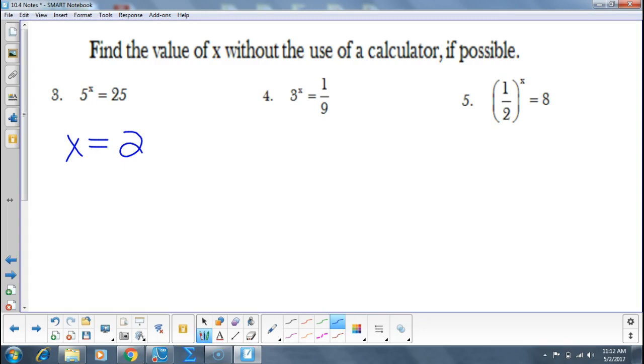-6? No. It's something negative. Why is it negative? Because it has to be a fraction, right? So we want to make this 3, we want to bring that to the bottom. So x here would be -2, because then this would bring it down to the bottom and make it 3 squared, and then that would give me 1/9, right? Okay. What about number 5?